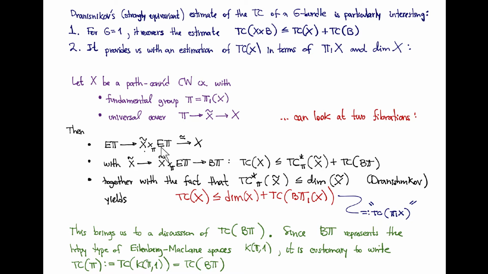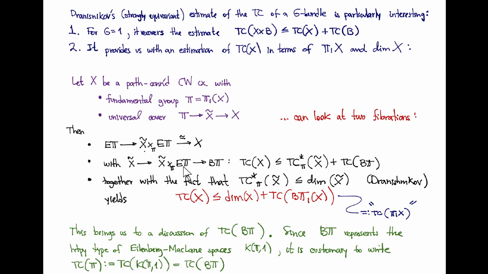But since the action of pi in this space and at that space is nice in both cases, I can project into either one of those. And in particular, I can project into here, meaning this guy. So I have a fibration here with fiber, the total space, this E pi, which is contractible. So this is a homotopy equivalence.